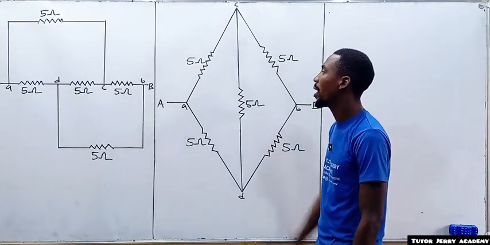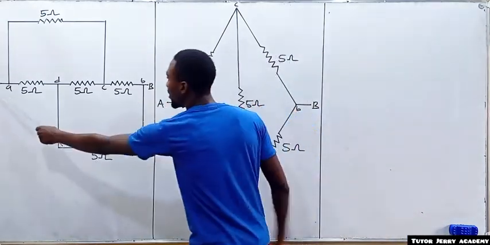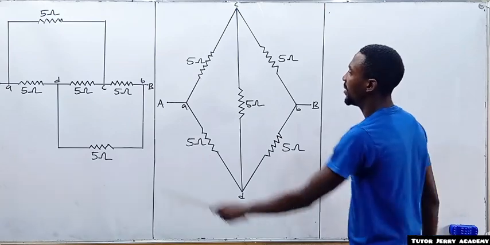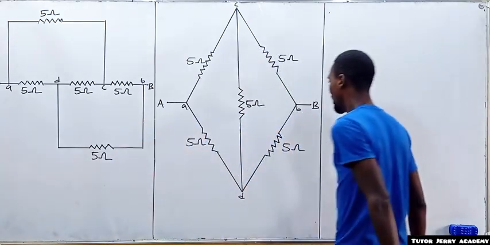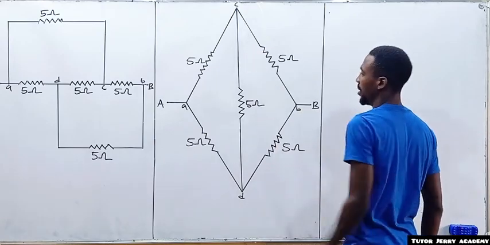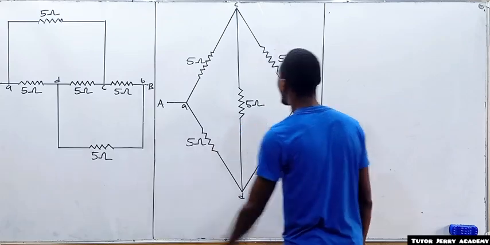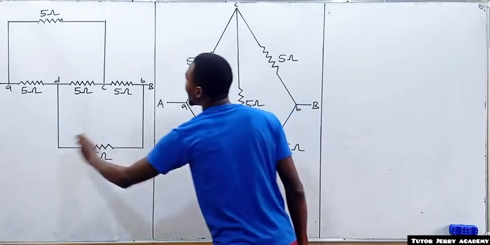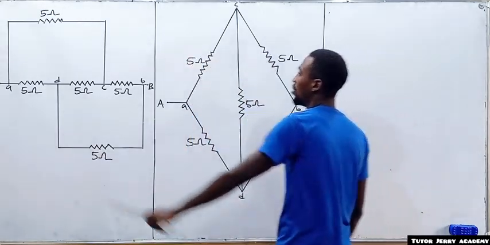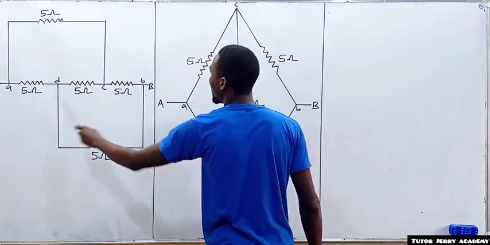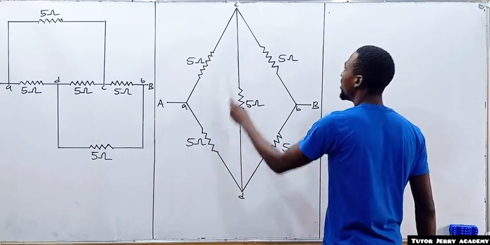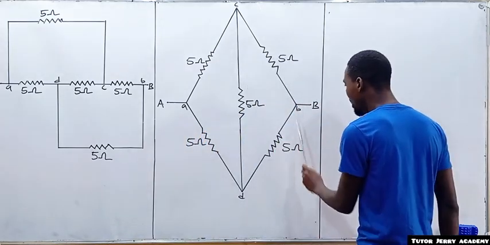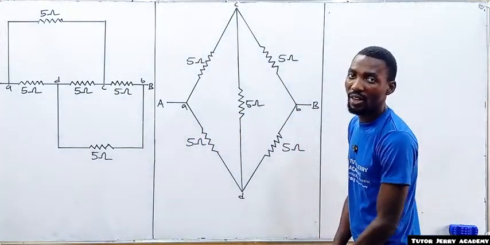So we have AD. This part is AD. So where is our AD? We have AD here, and the next one is DC. D and C. And we have CB. C and B. So we are done with these three resistors. The next one is A and C. AC, you can see. So this is AC here, and DB. D and B. I hope we understand this.